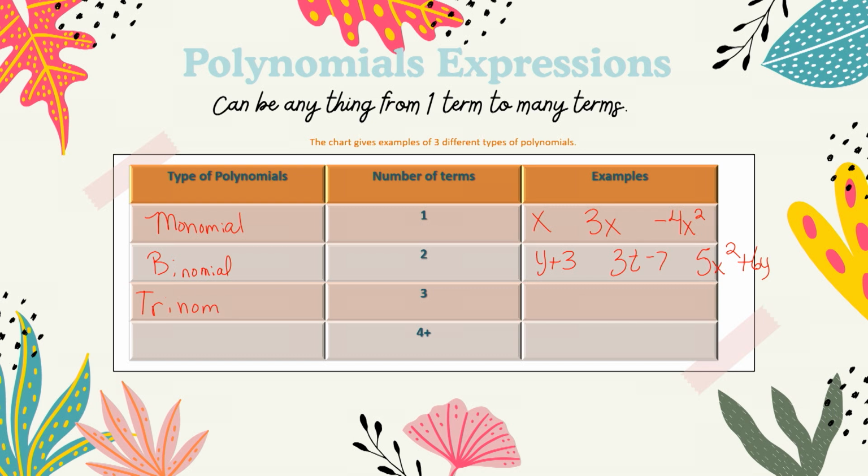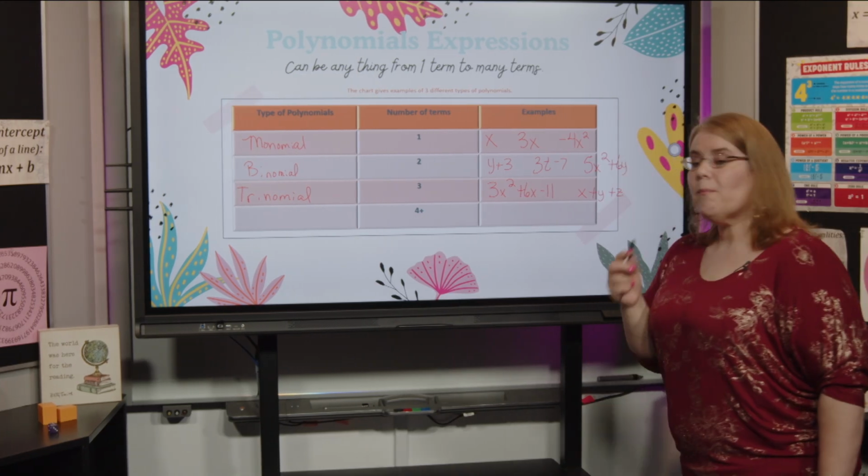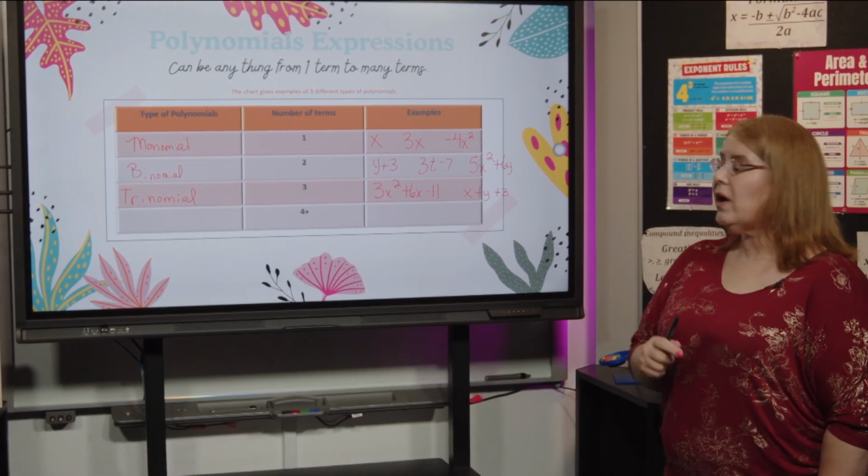Trinomial. And so let me give an example of it. I've got 3x squared plus 6x minus 11, or x plus y plus z. Both of those are examples of trinomials.